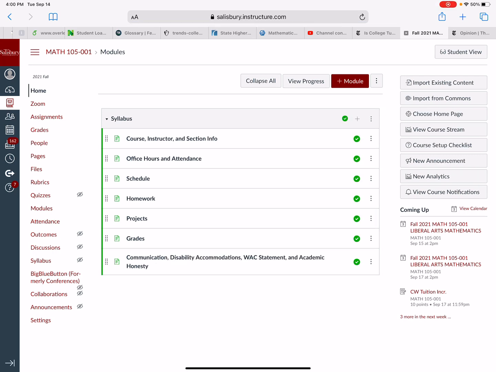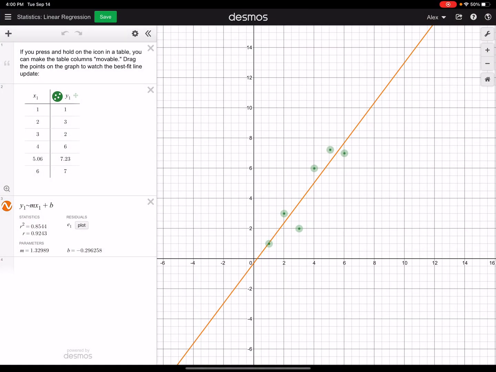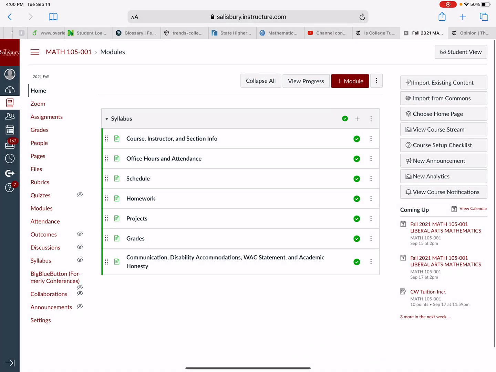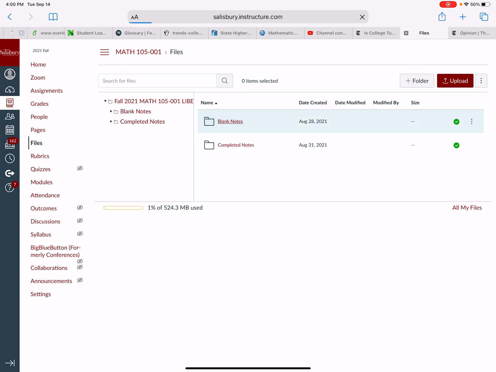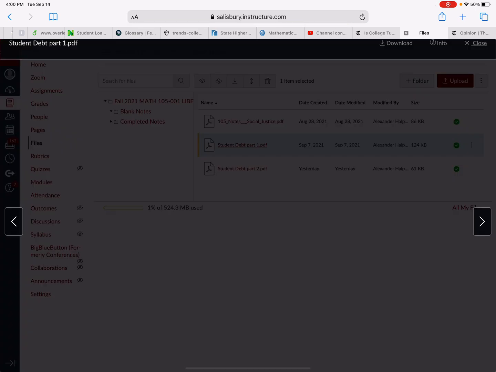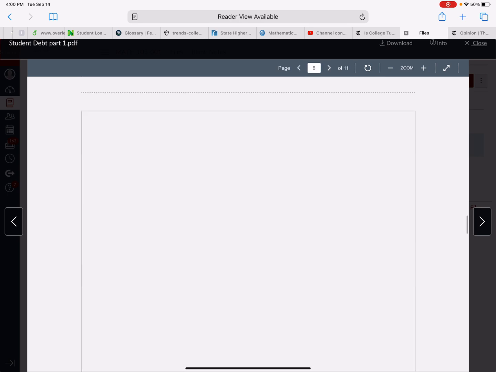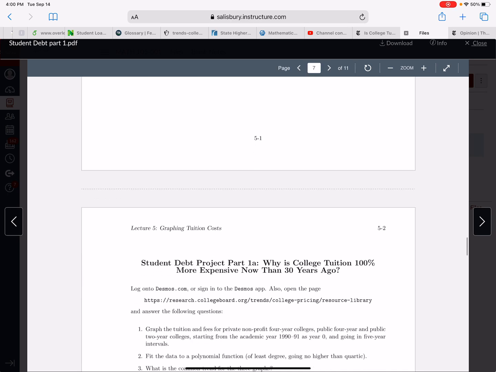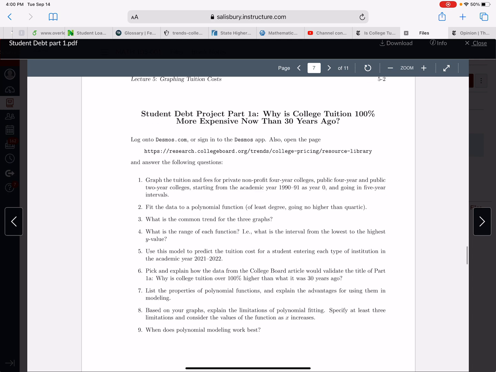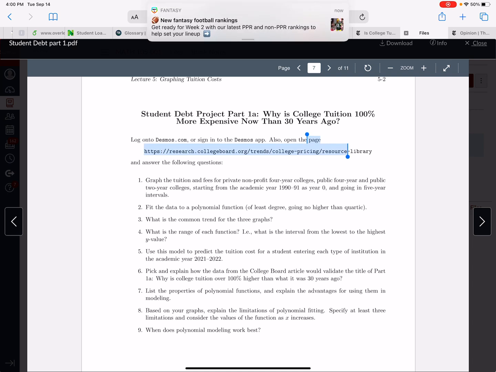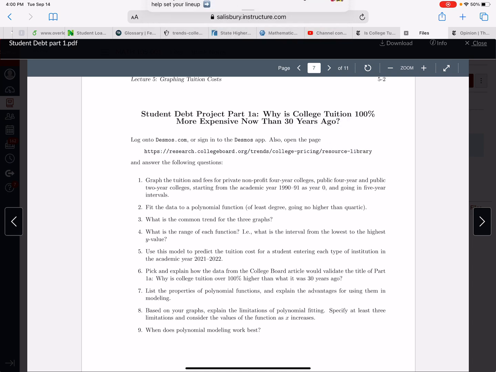Hey everyone, let's take a look at some of the basics of our project, particularly how to enter some data into Desmos. First, in My Classes, go to Files, Blank Notes, Student Debt Part 1, scroll down till you get to Lecture 5, and then go to page 2. Then click on this page right here, and choose the Excel data.